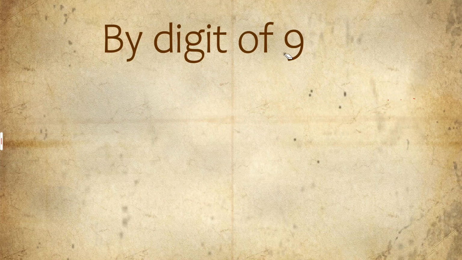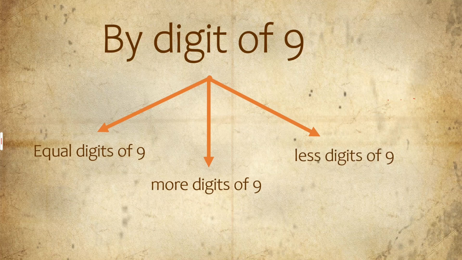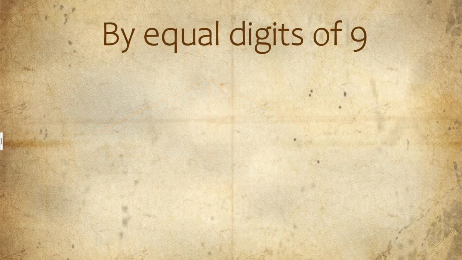And this, as well, we have 3 different types: equal digits of 9, more digits of 9, and less digits of 9. I'm going to be explaining what each of these means as we move further into the subtopic. Starting off with by equal digits of 9.